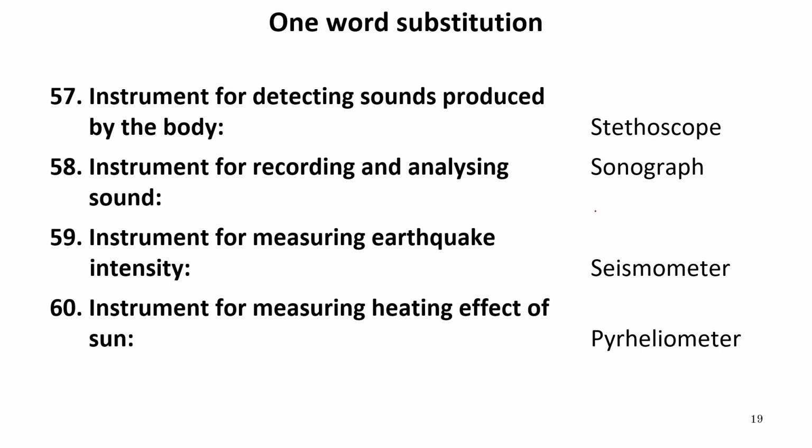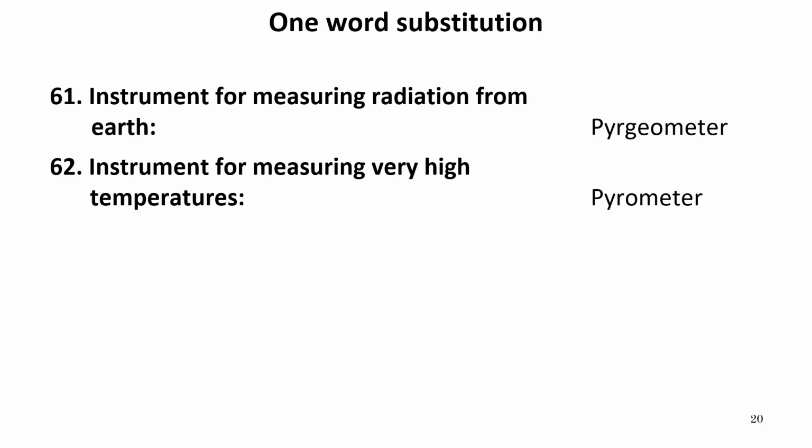Instrument for recording and analyzing sound. This is known as sonograph. Instrument for measuring earthquake intensity. This is known as seismometer. Instrument for measuring heating effect of sun. This is known as pyrheliometer. So this is pyrheliometer. Now let us move to the next one. Instrument for measuring radiation from earth. This is known as pyrgeometer. And instrument for measuring very high temperature. This is known as pyrometer.